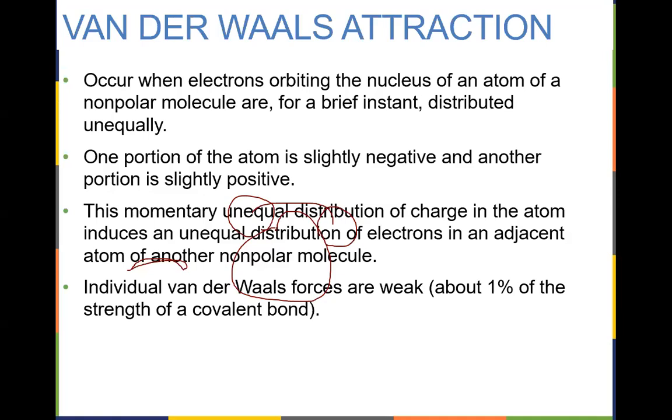So van der Waals attraction has the strength of about 1% of a covalent bond. So it's a really weak bond. It breaks very, very easily, but it explains how we have things like fat.